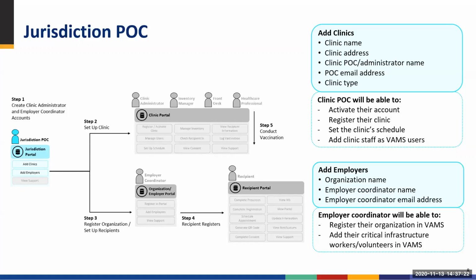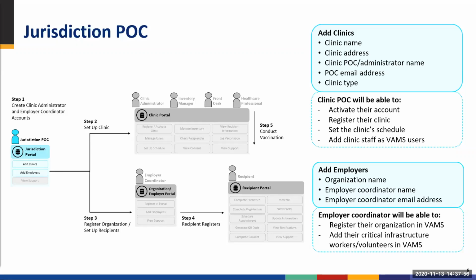I've been reaching out to clinics and employers and organizations in Michigan and have most recently heard from Kiera Copeland, the clinic administrator for the Highland Clinic in Highland, Michigan. I'm going to add her clinic in the system by adding the clinic's name and address, Kiera's name and email address, and select her clinic's type. This will allow her, as the clinic administrator and point of contact, to activate her account and register her clinic so she can begin setting up the clinic schedule, which she will show us how to do today.